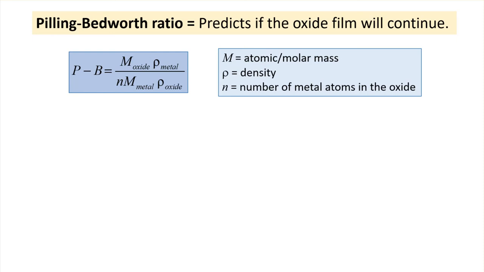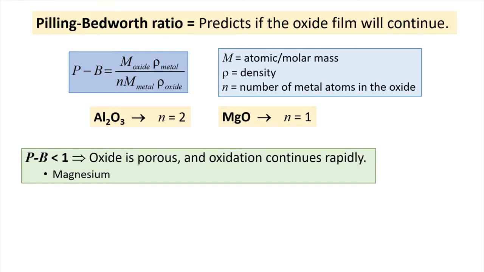For example, aluminum creates Al2O3. This means that the oxide has 2 metal atoms. And magnesium creates MgO, so there is only 1 metal atom. If the ratio is less than 1, the oxide will be porous, and oxidation will continue to occur. This is because the pores allow spaces for more oxygen to reach the metal.